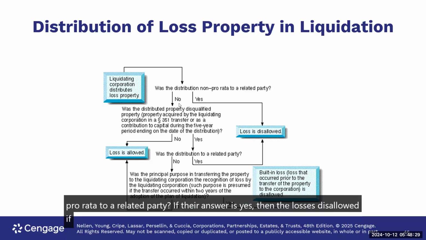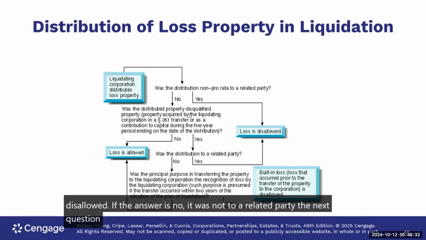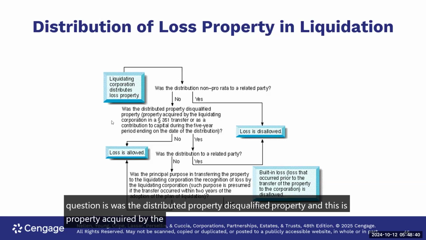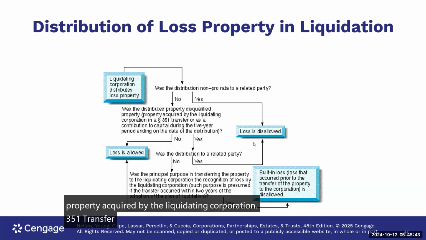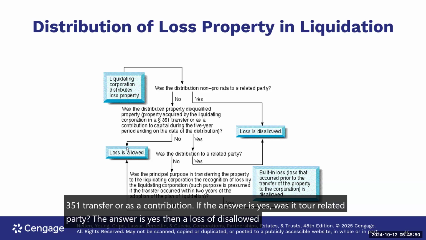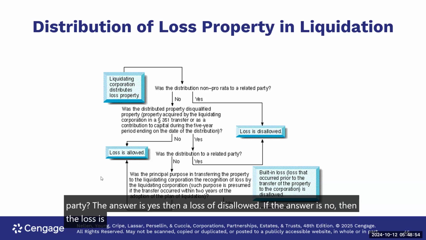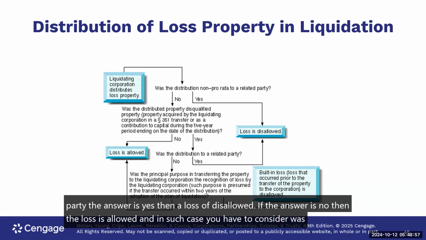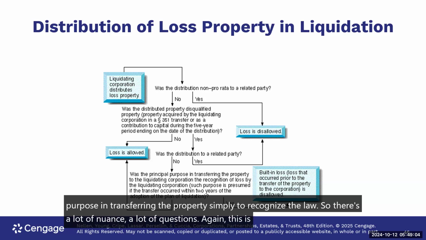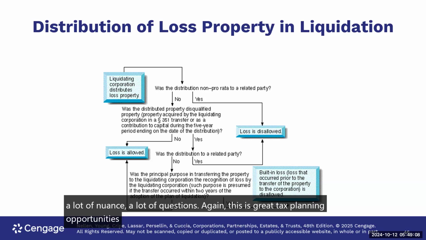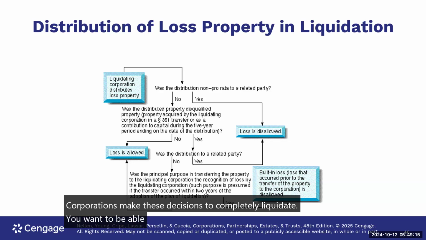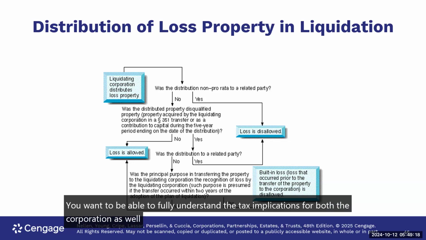If the answer is no, it was not to a related party, the next question is, was the distributed property disqualified property? And this is property acquired by the liquidating corporation in a Section 351 transfer or as a contribution. If the answer is yes, was it to a related party? If the answer is yes, then the loss is disallowed. If the answer is no, then the loss is allowed. And in such case, you have to consider, was the principal purpose in transferring the property simply to recognize the loss? So there's a lot of nuance, a lot of questions. Again, this is great tax planning opportunities before corporations make these decisions to completely liquidate. You want to be able to fully understand the tax implications for both the corporation as well as the shareholder.